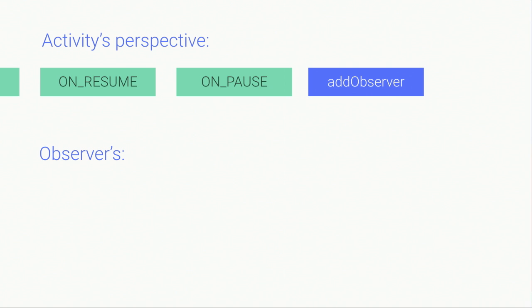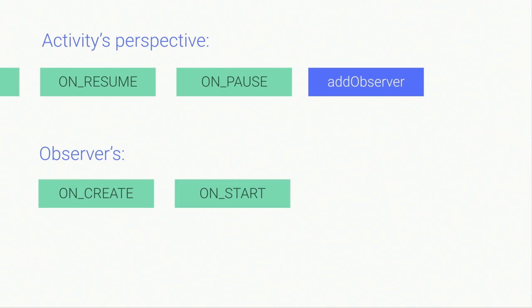OnPause. In this situation, we are in a started state as well, as we learned. So we bring the observer to the correct state, which is started. So it's a similar situation as we had one minute ago. The observer will receive onCreate and onStart events. And that's it. So we don't have a problem in this code.